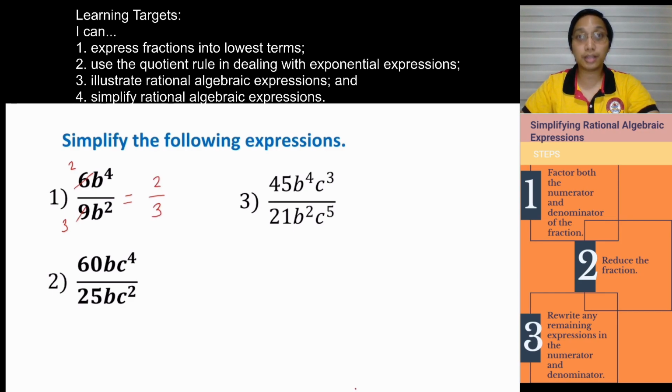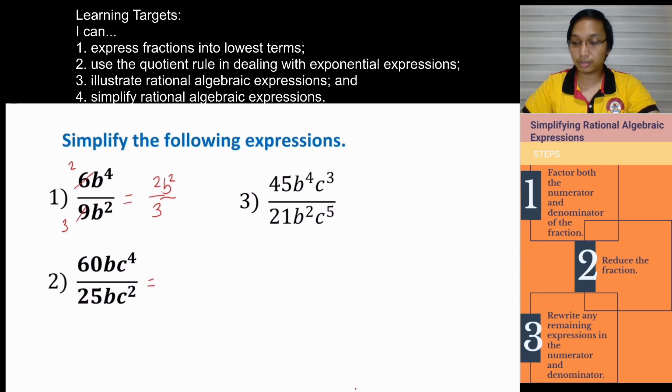But we're not done yet. We still need to simplify your exponential expression, b to the 4th over b squared. We just simply subtract your exponent. 4 minus 2, that will be 2. So we have b squared together with your 2 in the numerator.